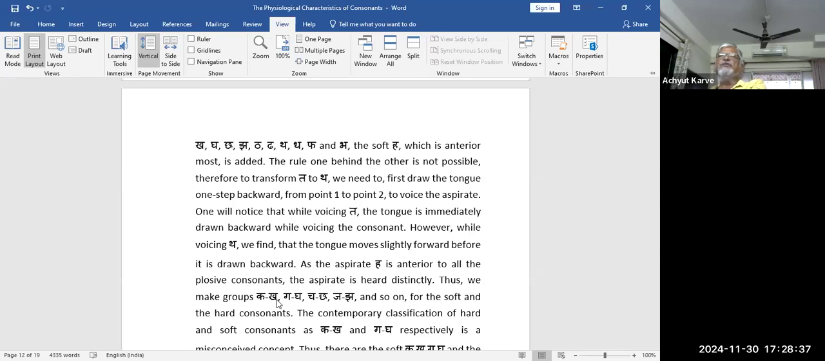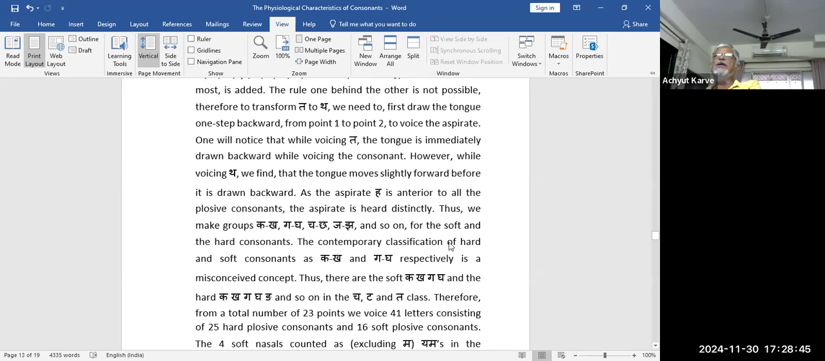Thus, we make groups ka, kha, ga, gha, cha, chha, ja, jha, and so on for the soft and the hard consonants. The contemporary classification of hard and soft consonants as ka, kha, and ga, gha respectively is a misconceived concept.